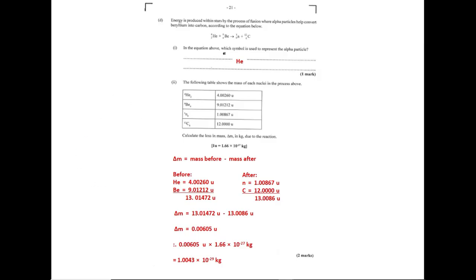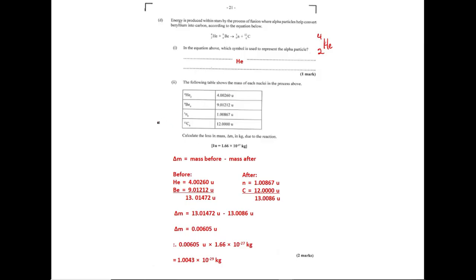In the equation above, which symbol is used to represent the alpha particle? Remember, you usually write it as He 4 2. So the actual symbol only, so you just write He, which is the helium. Yay. Then it says the following table shows the mass of each nuclei in the process above.